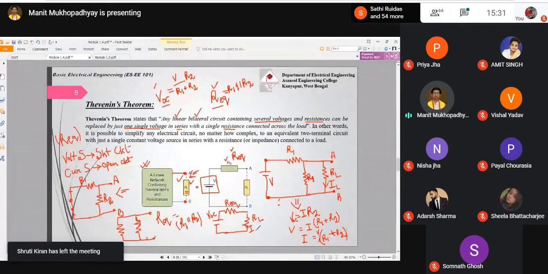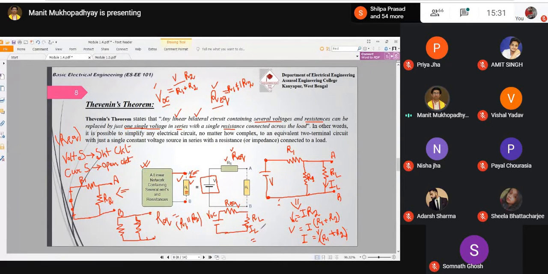What will be the value of IL? IL will be VOC divided by RL plus R equivalent. Next, put the values here and you will see the calculation will be short, because no variable is being considered here. We are just converting our original circuit into the Thevenin circuit.